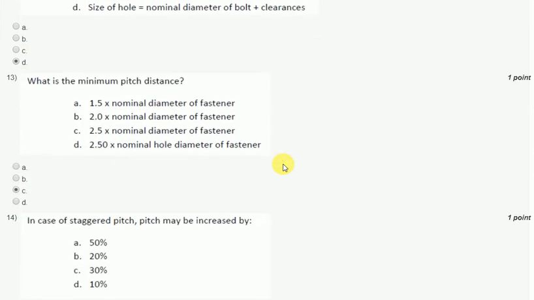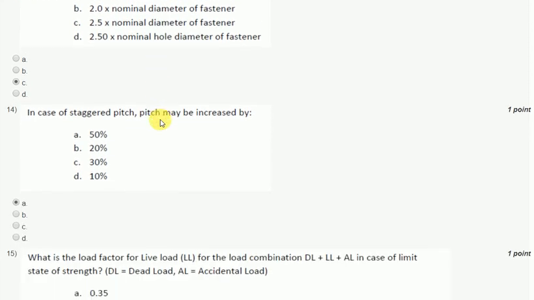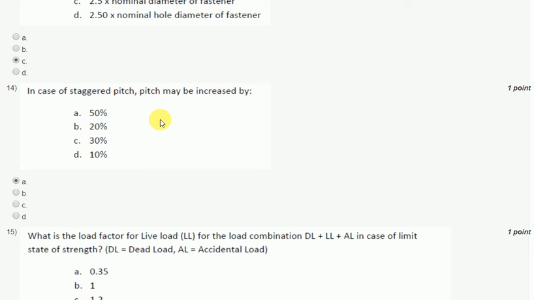And now question number 13: what is the minimum pitch distance? The minimum pitch distance is equal to 2.5 into the nominal diameter of the fastener, that means the diameter of the bolt, 2.5 D. This is the correct option, option C. And now move to question number 14. In the case of a staggered pitch, the pitch may be increased by 50%. That means option A will be the correct option.